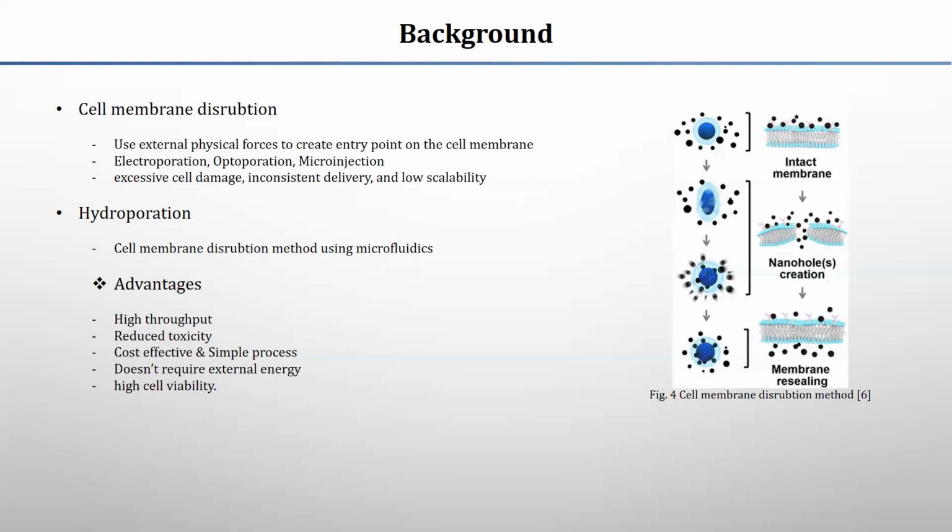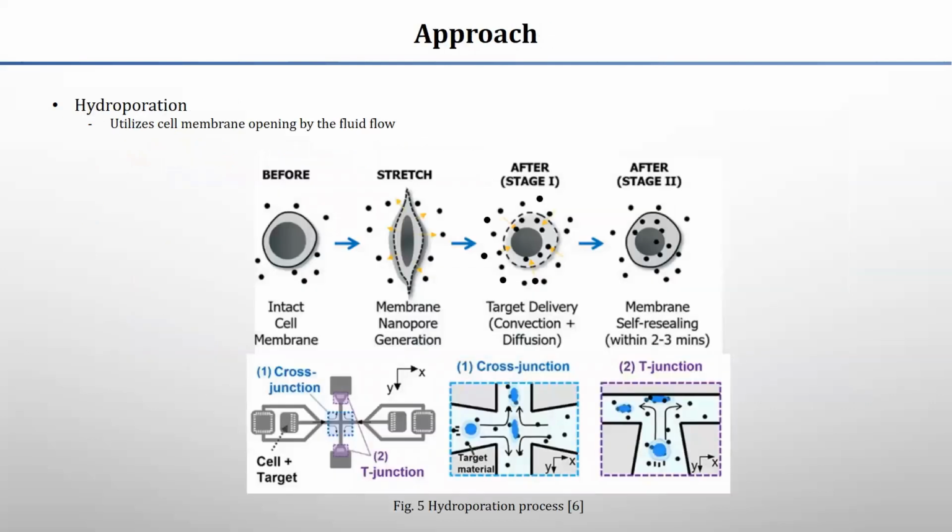Moreover, hydroporation has potential for targeted delivery to residual tumor cells after tumor resection, minimizing off-target effects and preserving healthy tissues. Figure 5 is showing the short mechanism of hydroporation. The methodology used in this study can be explained as cell membrane disruption occurring in the T-junction channel. The cancer cells are formed in clumps in tissues. The fluid that contains drug flows to cells due to fluid flow.